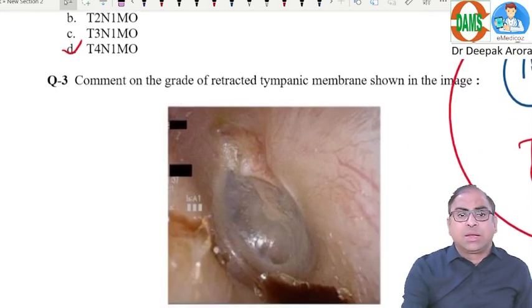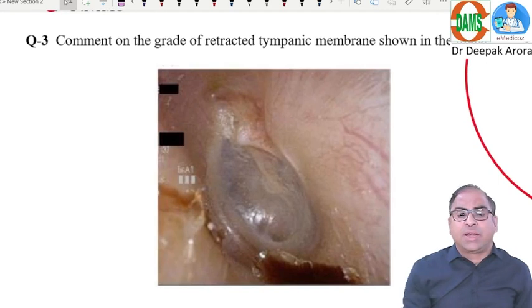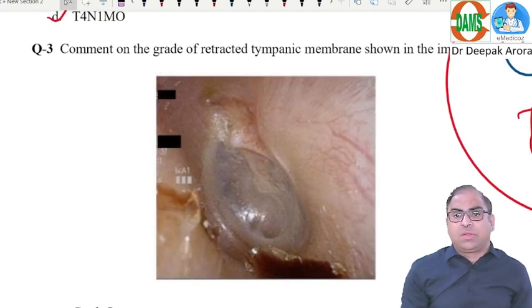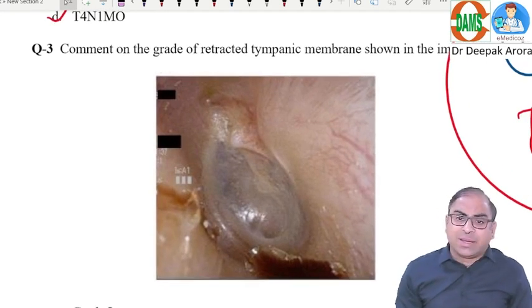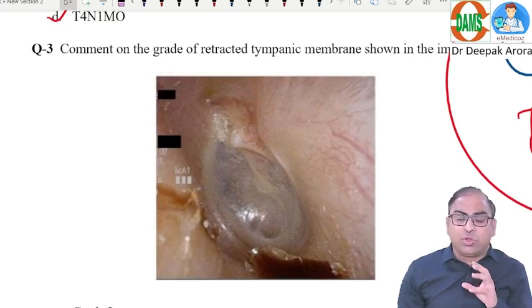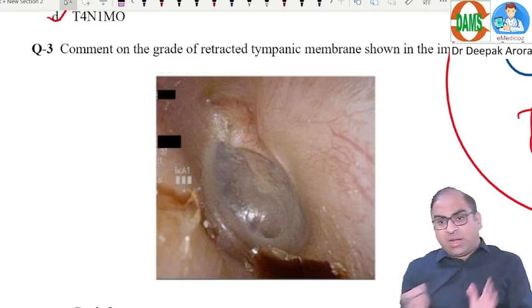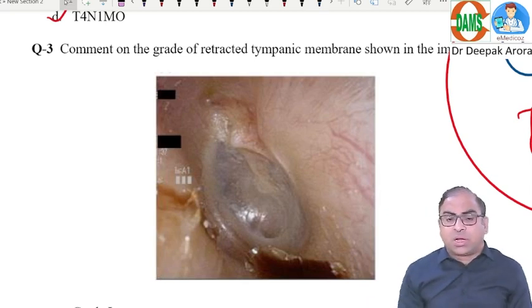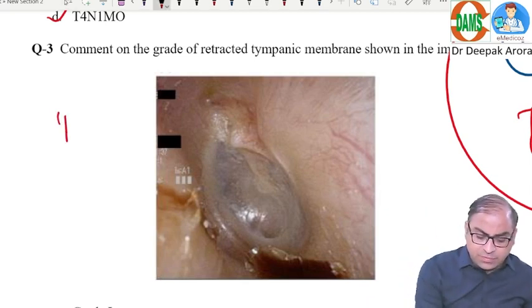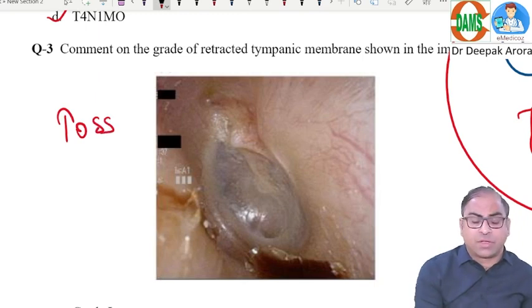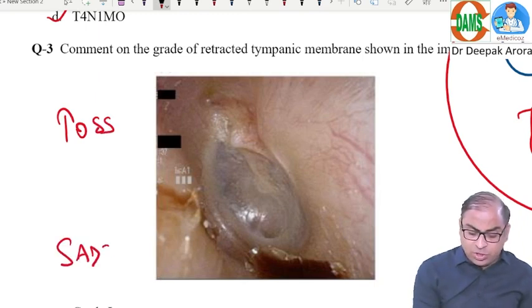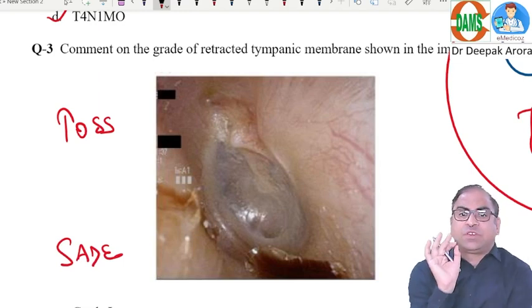Is it understandable, clear? Coming to the next one, comment on the grade of retracted membrane. This is again a difficult MCQ. Why? Because the examiner has given you the otoscopic finding. First of all, let us go back to the class notes. For pars flaccida, we use the TOS classification. For pars tensa, we use the SEDE classification. First of all, just remember this.